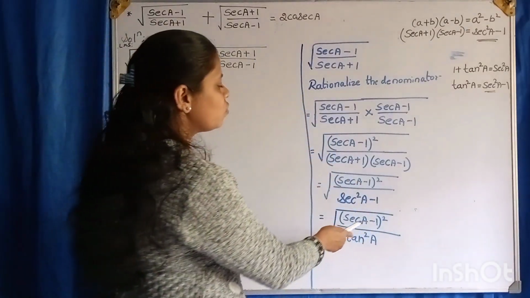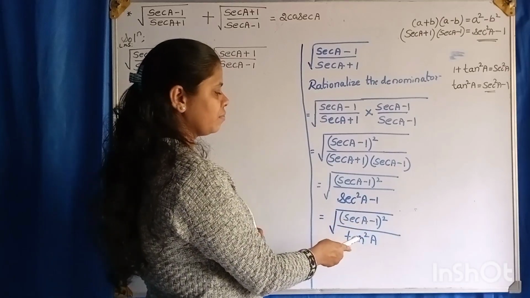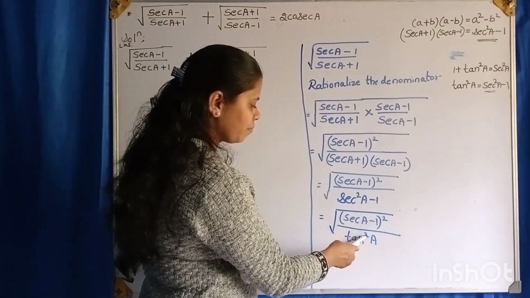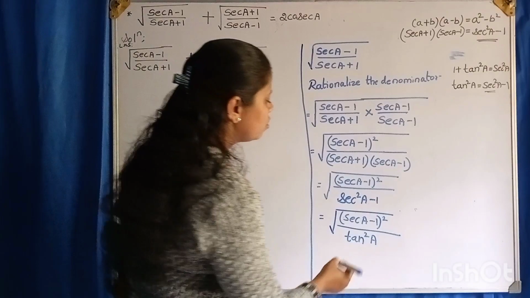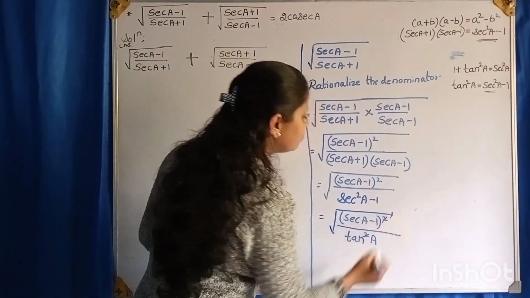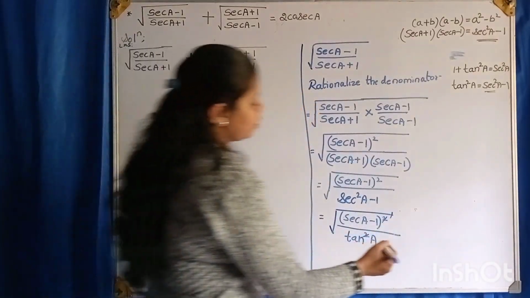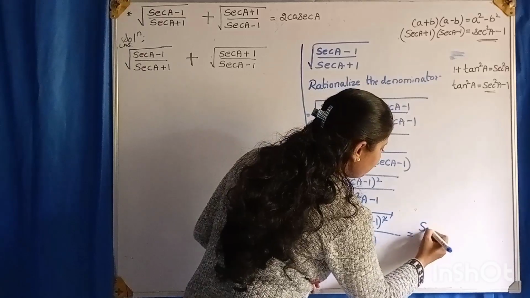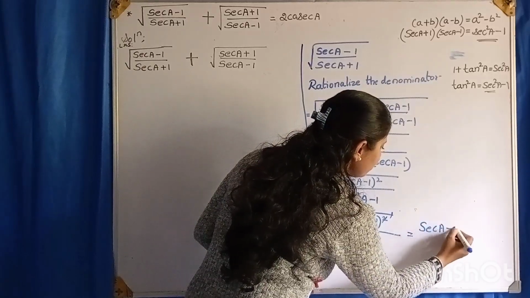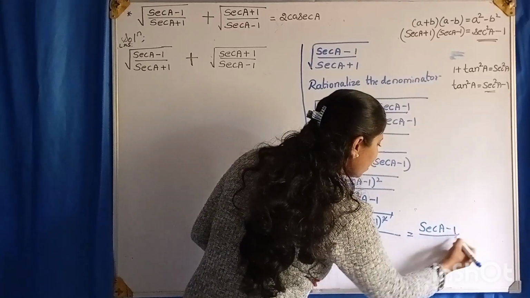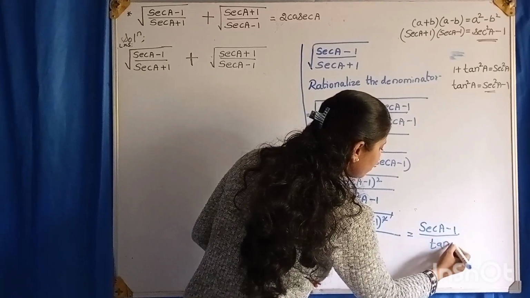Now, I want to remove this from the bracket. And we have square and square root, therefore it will get cancelled, right? Then what it will become? Secant a minus 1 divided by tan a.